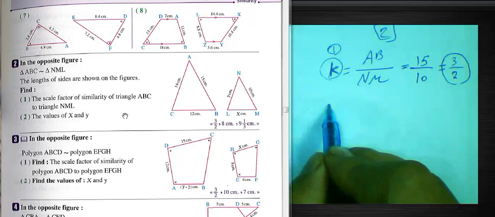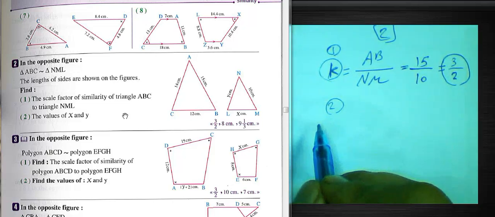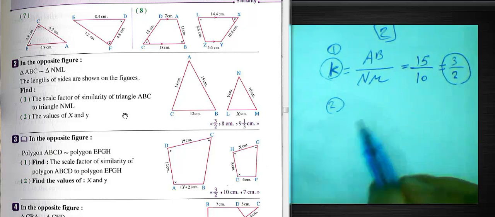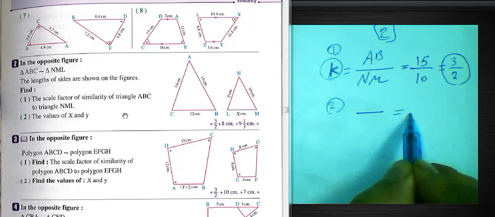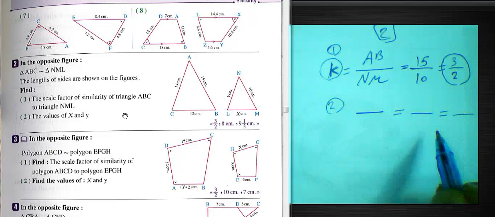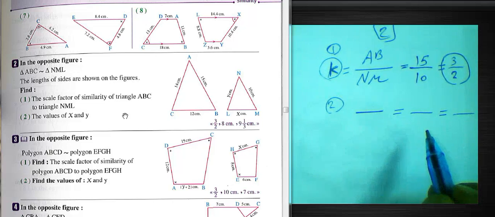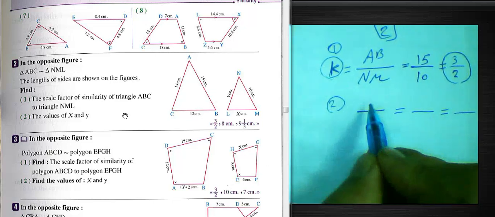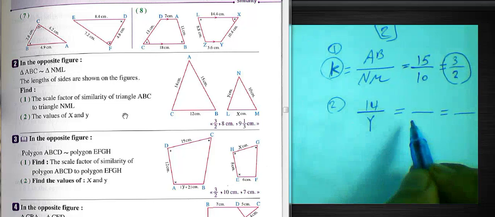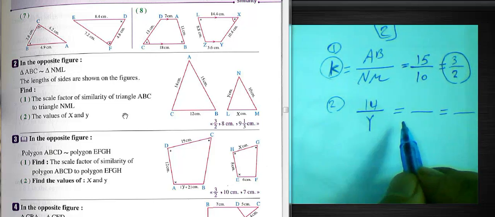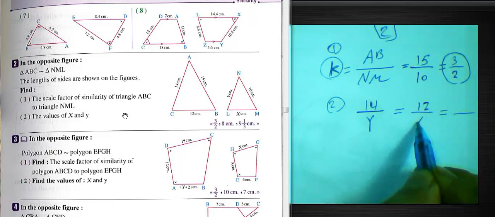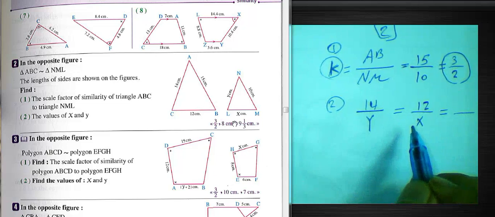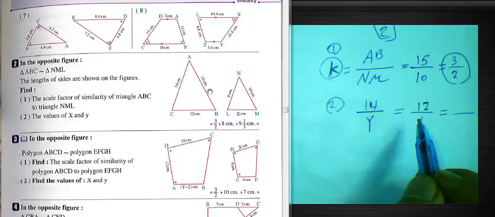About question number 2. Find the values of x and y. We can find the ratio between corresponding sides. 14 divided by y equal 12 divided by x. Okay, 12 divided by x. 15 divided by 10.